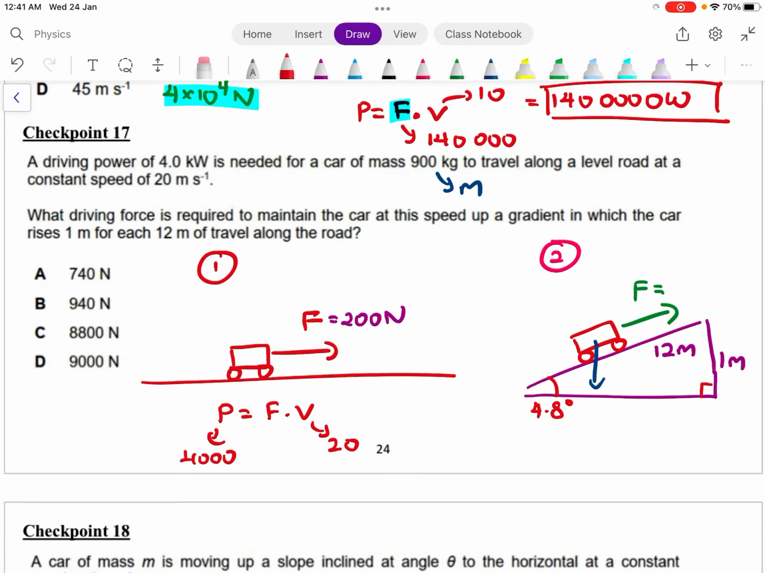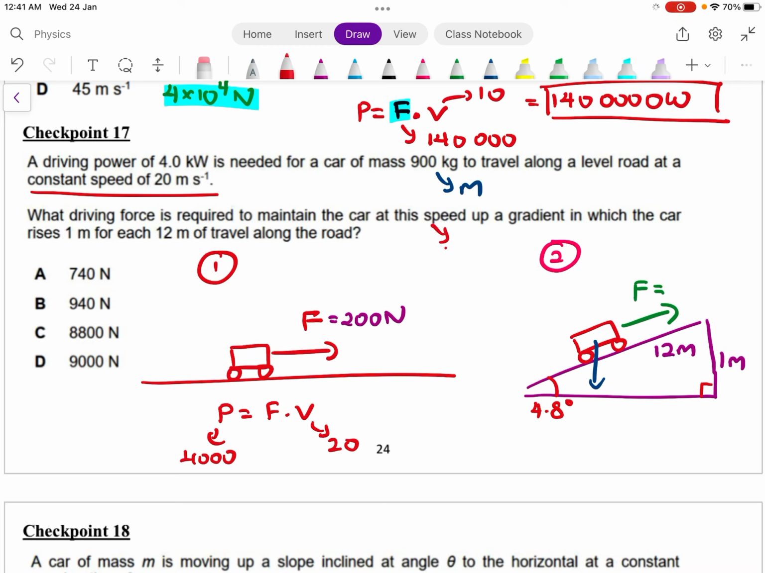Right, so let's go through checkpoint 17. A driving power of 4000 watts is needed for a car of mass 900 kg to travel along a level road at a constant speed of 20 meters per second. So what is the driving force required to maintain the car at this speed?